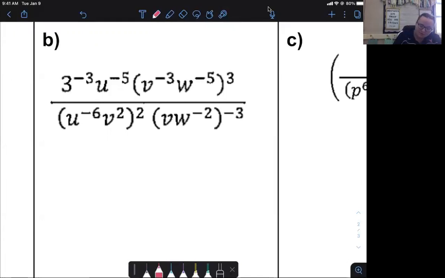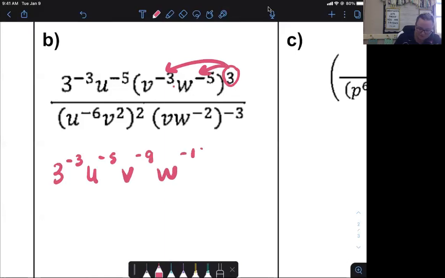All right, so 3 to the negative 3rd, let's leave that alone for now. U to the negative 5th, let's leave that alone. We're going to take this cube and we're going to apply it to everything in the parentheses here because these guys are being multiplied. V to the negative 3rd times W to the negative 5th. So 3 times negative 3 would give me negative 9. Negative 5 times 3 is negative 15.